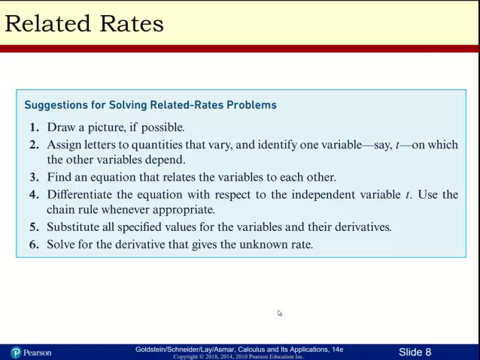Suggestions for solving related rate problems. My favorite, draw a picture if possible. That's the best thing to do. Assign letters to quantities that vary and identify one variable, say t, on which the other variables are all going to depend. Find an equation that relates the variables to each other. This is what we've been doing. Differentiate the equation with respect to the independent variable, say t. Use the chain rule whenever appropriate, of course. Substitute all specified values for the variables and their derivatives. Solve for the derivative that gives the unknown rate.